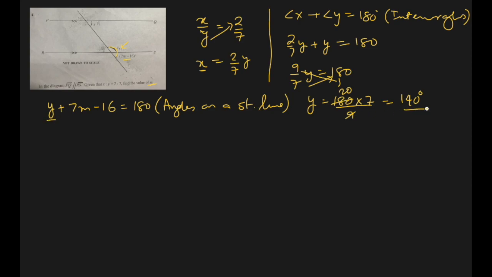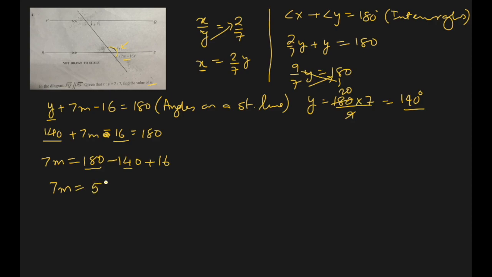So Y we know is 140 now, plus 7m minus 16 equal to 180. Just put these two numbers on the right side, and it's not plus, it's minus. 7m stays here, 180 minus 140 plus 16. So 7m will be 40 plus 16, 56. Divide by 7, divide by 7. M is 8. M is the only thing we have to find out. That's the answer. Let me read it for you.